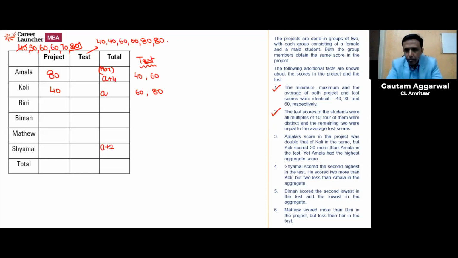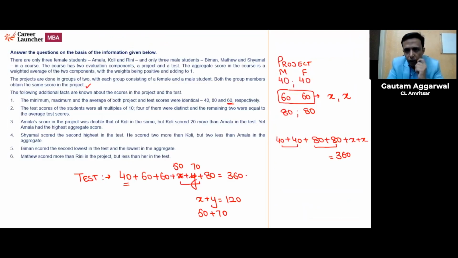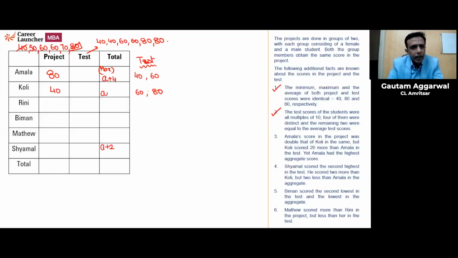Then this says Biman scored the second lowest in the test. Second lowest in the test has to be 60. So Biman का जो यहाँ पे स्कोर है, so sorry, मैंने I think कुछ उल्टा लिख दिया है. एक सेकंड. Sorry, project was 40, 40, 60, 60. I messed it up. So sorry, I'll have to correct it. This was practically test.